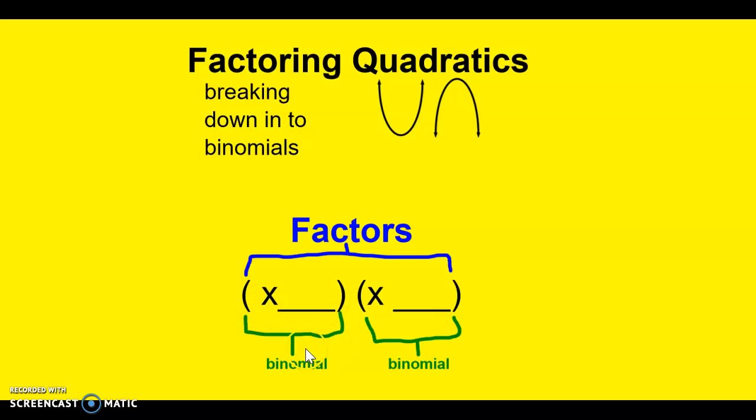But one set of parentheses is called a binomial. So here's one binomial here. Here is one binomial here. Both of these binomials are my factors.